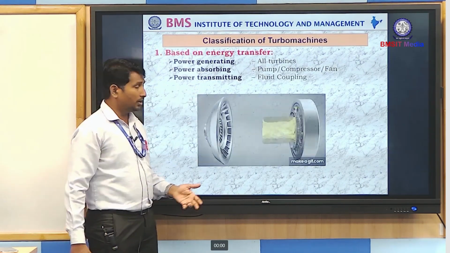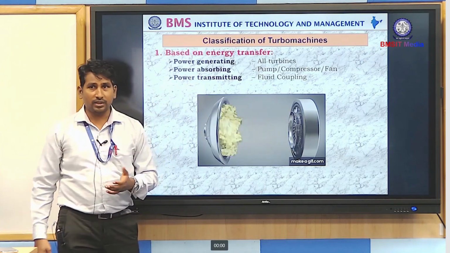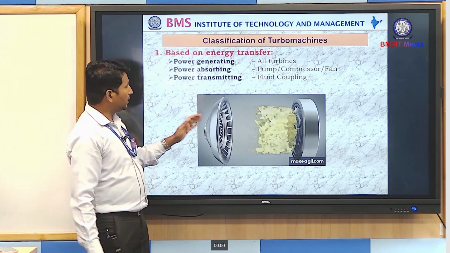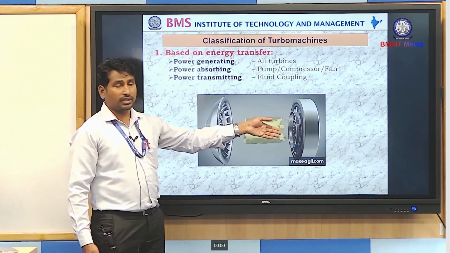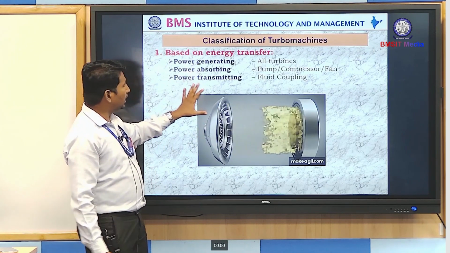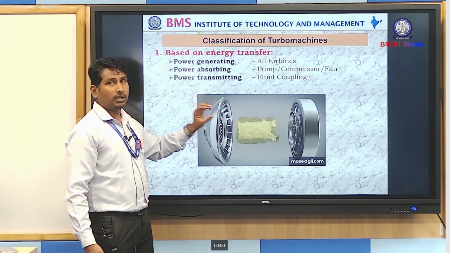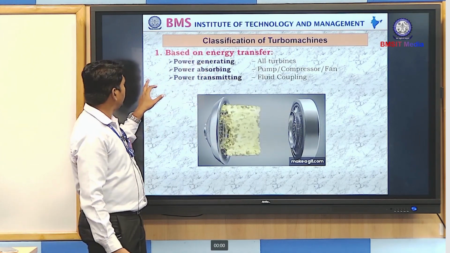Next is power transmitting machines. I have not explained this till now. Power transmitting devices are those devices used only to transfer power with the help of fluids. The best example is the fluid coupling. You can see this in our transportation sector. We will not deal much with power transmitting devices in this course. We are going to deal completely with only power generating devices and power absorbing devices.